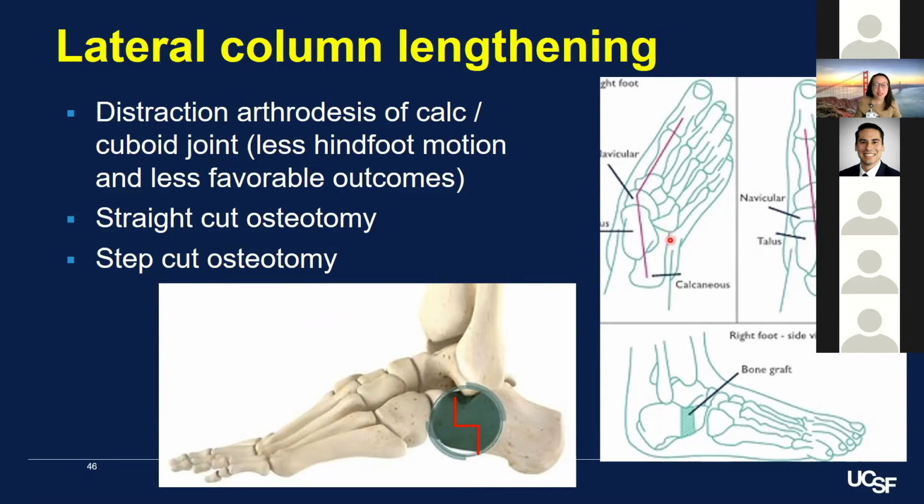And that's pretty standard, where you just make a single cut through the anterior process of the calcaneus. And then you're going to insert a piece of bone graft and that lengthens that lateral column. And then you can imagine that's going to essentially rotate your whole foot from this abducted position.